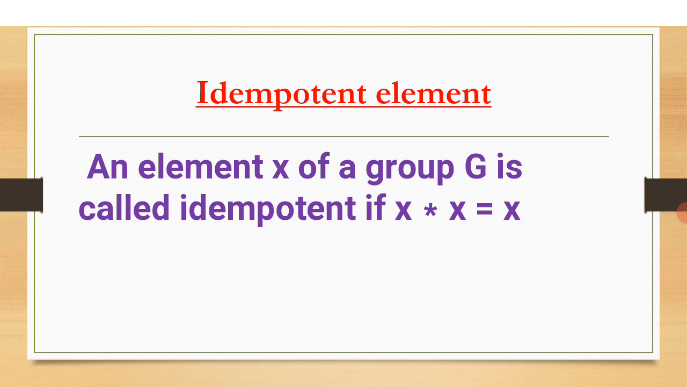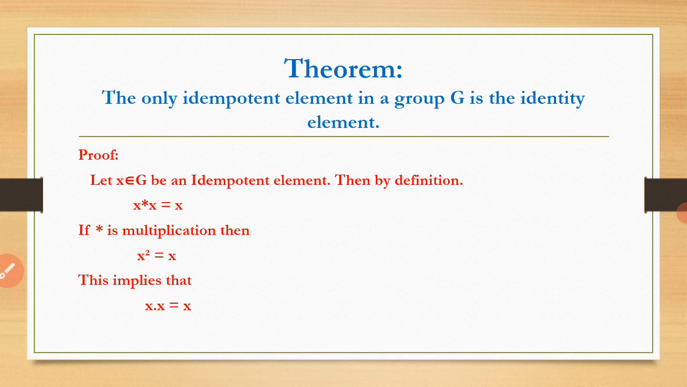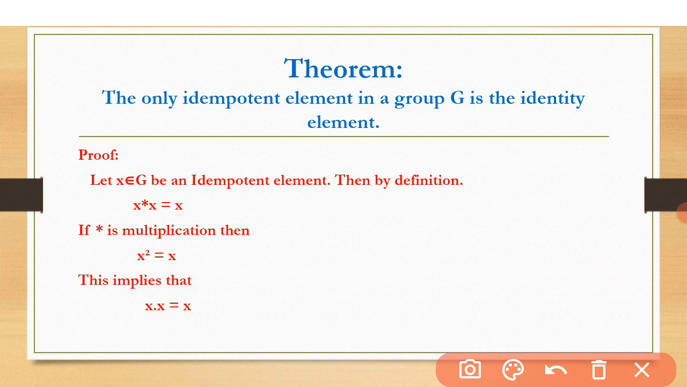So, let's take a theorem related to this idempotent element. The theorem is: the only idempotent element in a group G is the identity element. It says that only the identity element is an idempotent element. No other element can be idempotent. Let's come to the proof.